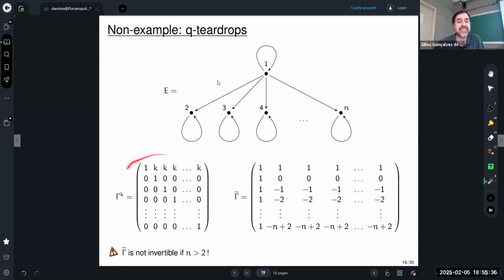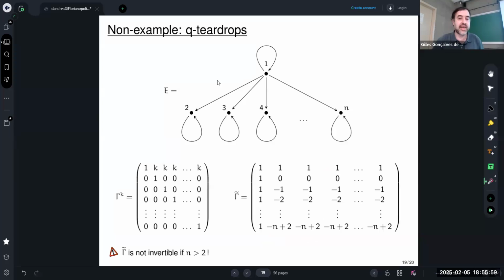And okay, so you can easily write down an arbitrary power of the adjacency matrix. You can write down gamma tilde, and you see that the second and third columns are equal. So this is not invertible, except in one case when you don't have the third column. So it's not invertible if n is greater than 2. So this is one example where you cannot apply this theorem.